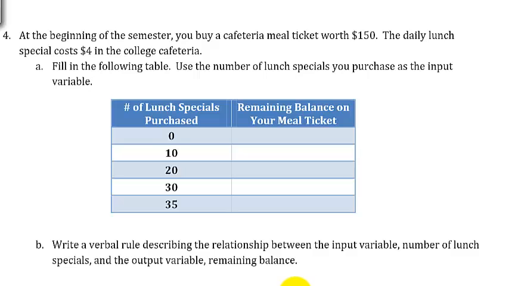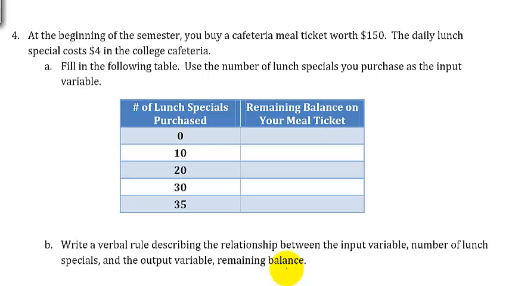And our last problem here, at the beginning of the semester you buy a cafeteria meal ticket worth $150. The daily lunch special costs $4 in the college cafeteria. Fill in the following table. Use the number of lunch specials you purchased as the input variable.